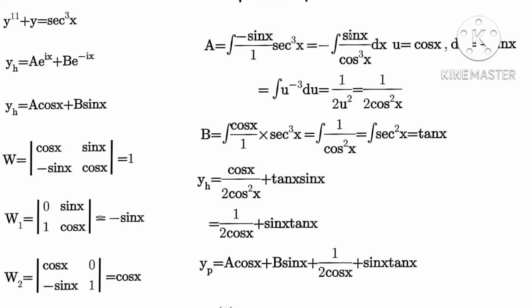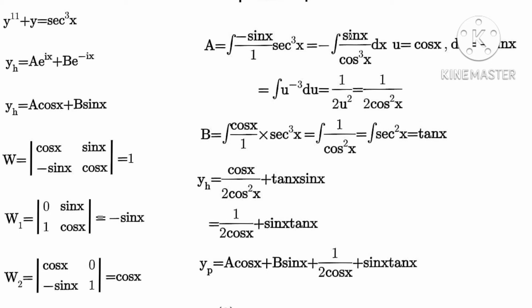Alright, so we move to example 2. Example 2 says that y double prime plus y equals to sec cube x. Then our homogeneous solution is given as a e raised to power ix plus b e raised to power minus ix. Now if you recall from complex analysis, if you've not watched my videos on complex analysis, kindly do so. You see the videos there. E raised to power ix and e raised to power minus ix will give us cos x and sin x respectively.